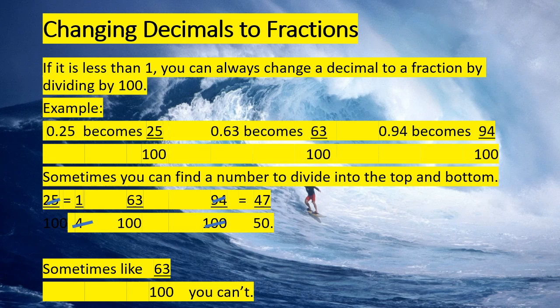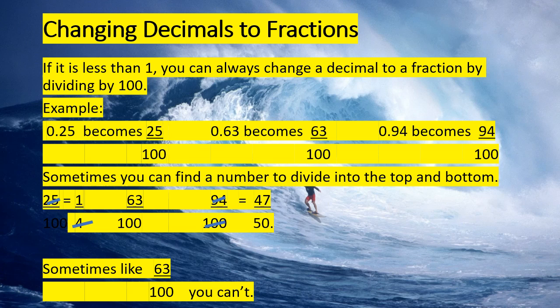Changing decimals to fractions. If it's less than 1, you can always change a decimal to a fraction by dividing by 100. So 0.25 becomes 25 over 100. 0.63 becomes 63 over 100. 0.94 becomes 94 over 100. Doesn't matter which number you choose, it becomes a new fraction with 100 on the bottom.